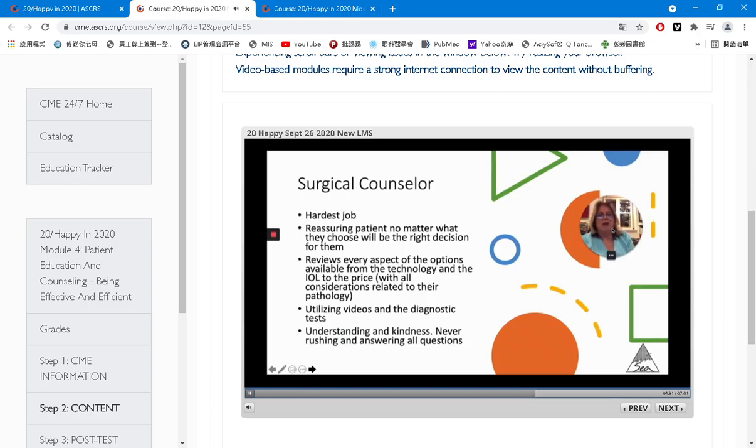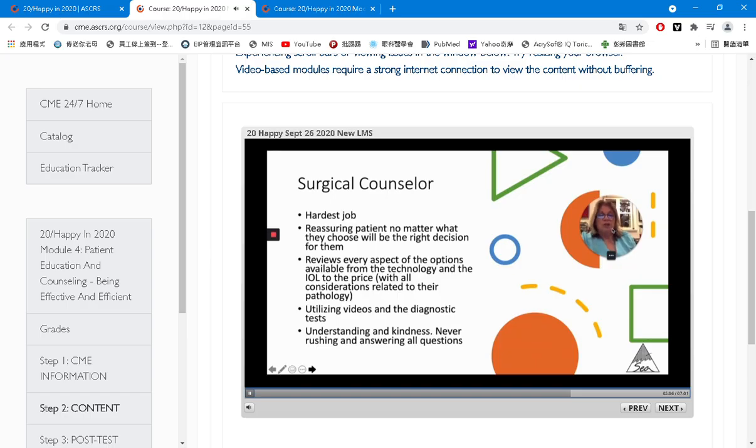She reviews every aspect of the options available for the technology and the IOL, as well as the pricing. And she always considers each individual patient based on their pathology. Remember, dry eye and epiretinal membranes, if they have it before and they know they have it, then you didn't cause it when it happens when all this is said and done. So she makes sure that they know their pathology, just like I tell them and just like the technician tells them. She utilizes videos and diagnostic testing and shows them pictures again and things from the different companies of the different kinds of instrumentation I use.